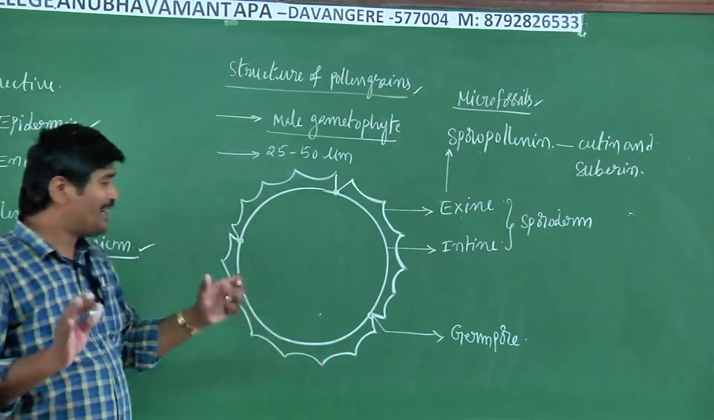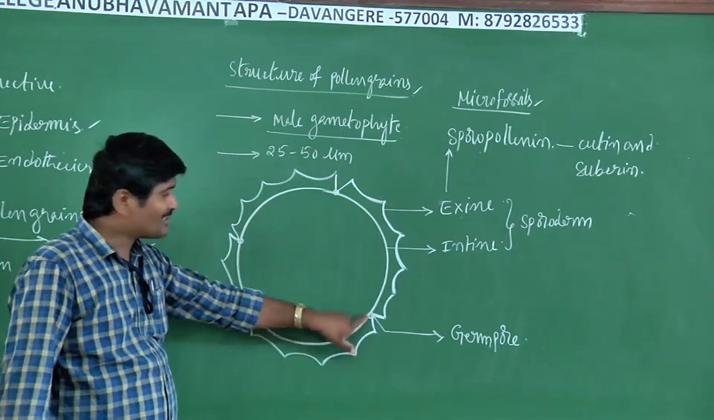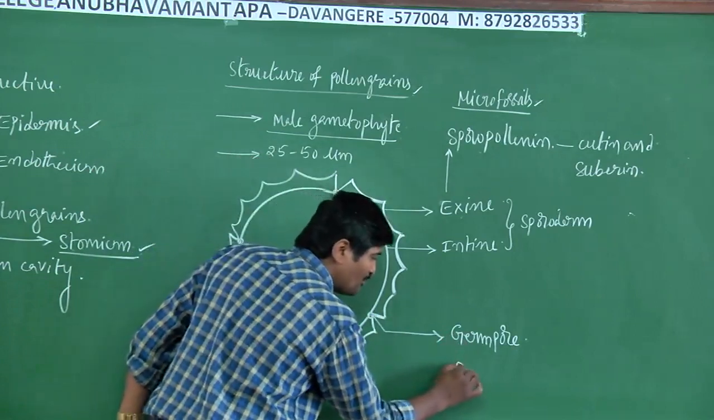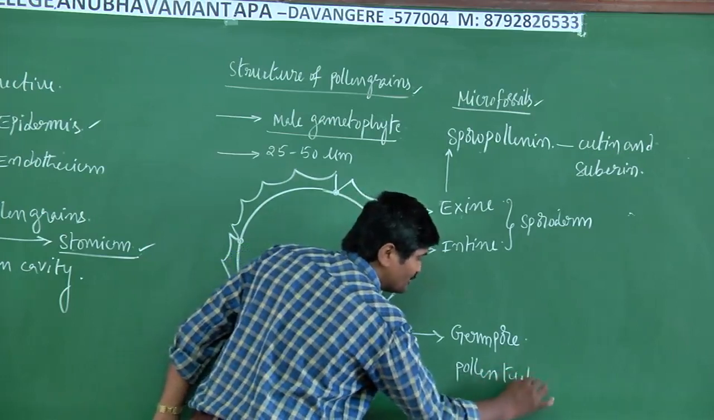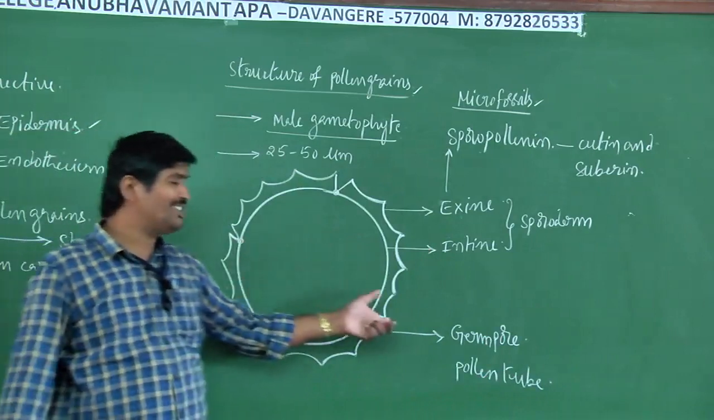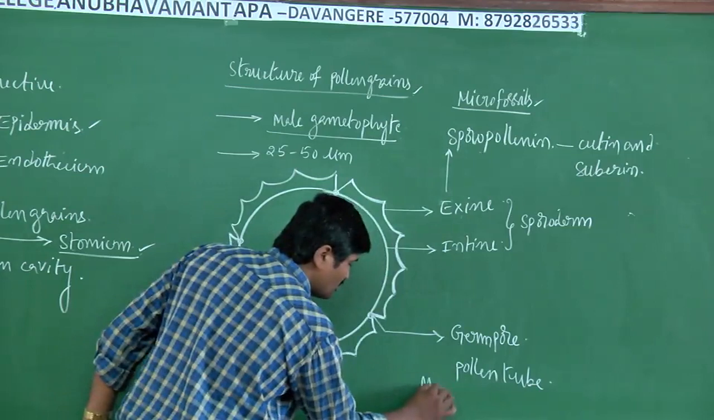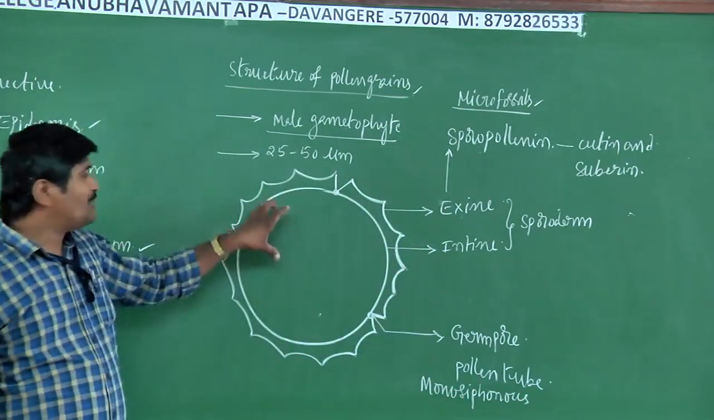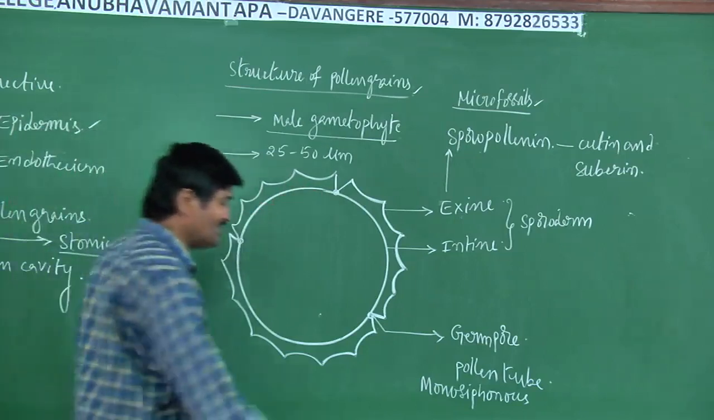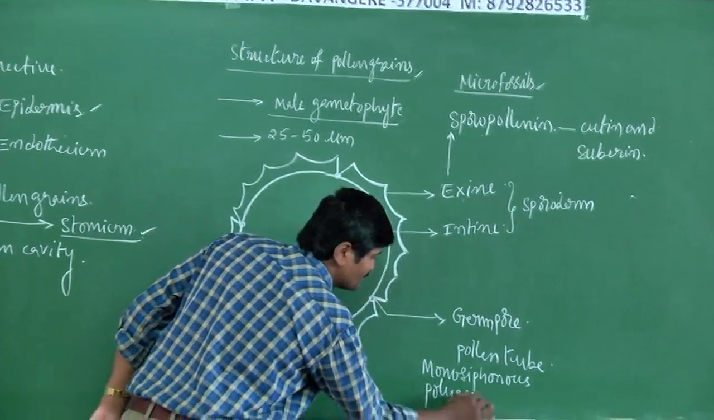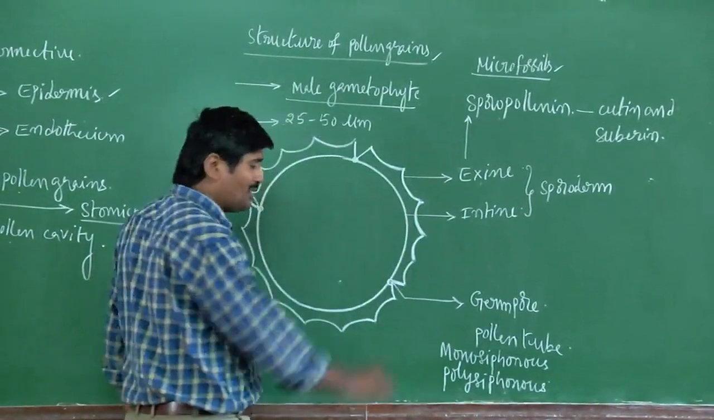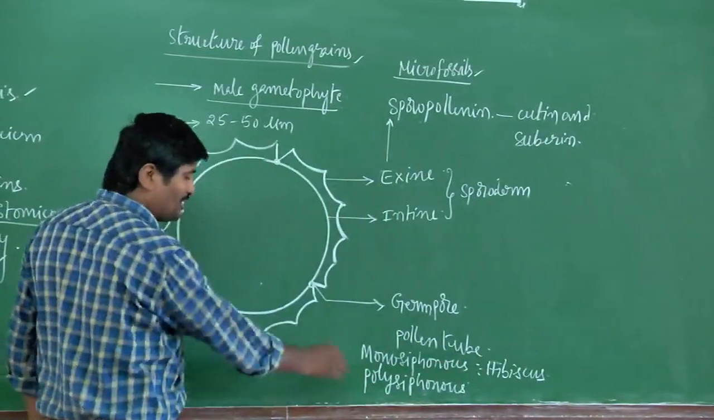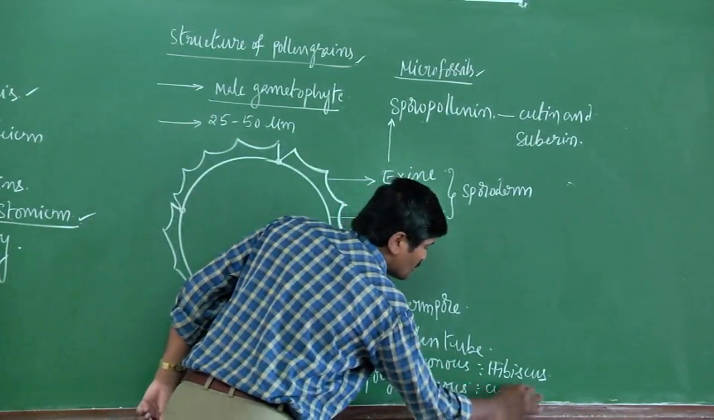What is the main function of this germ pore? The intine comes out from the germ pore through germination to form the pollen tube. Generally one pollen tube comes out from the germ pore, that is known as monosiphonous. In some cases, many pollen tubes come out from the pollen grain, that is known as polysiphonous. The best example for monosiphonous is hibiscus. The best example for polysiphonous is cucurbita.